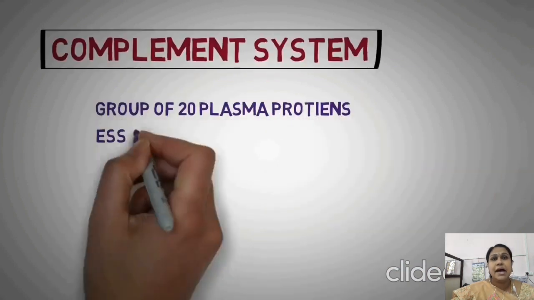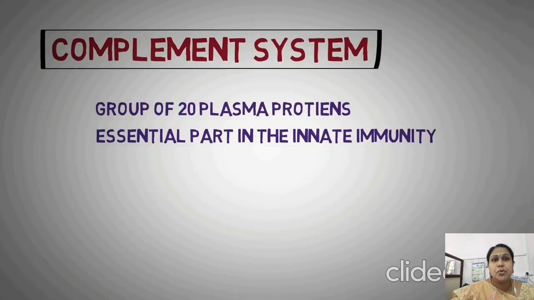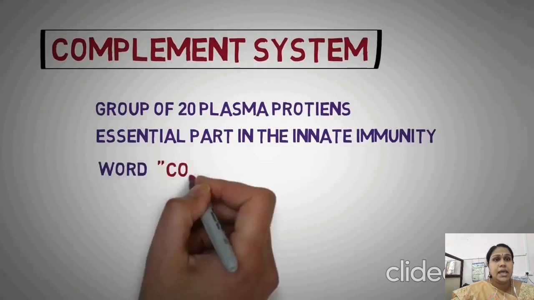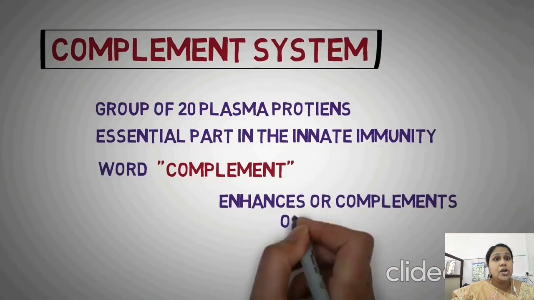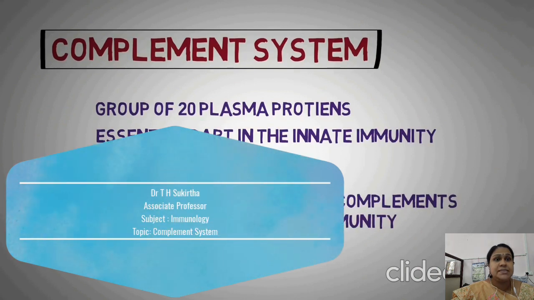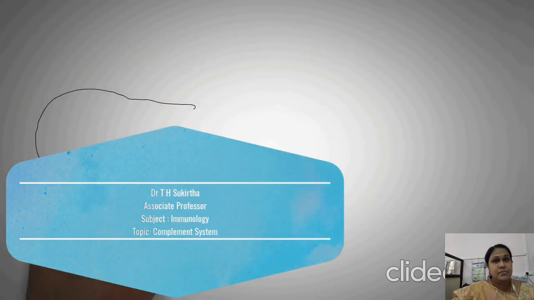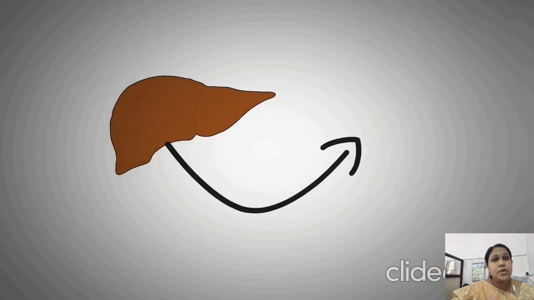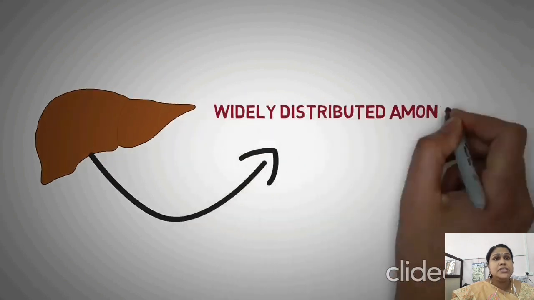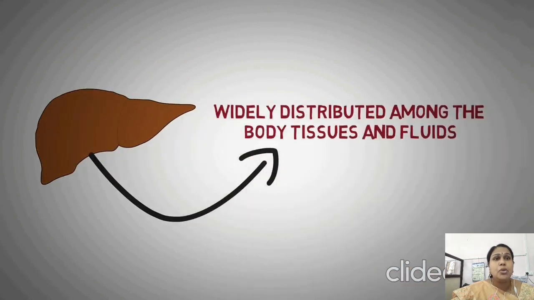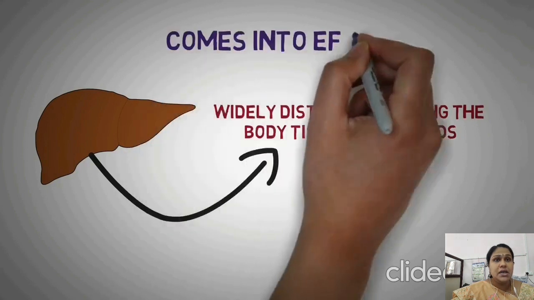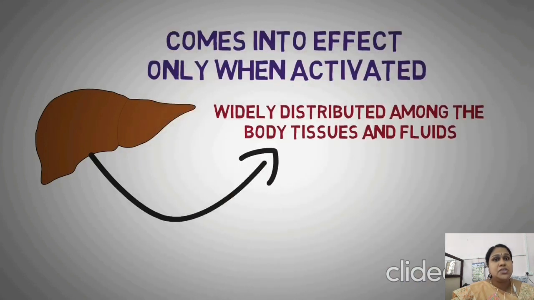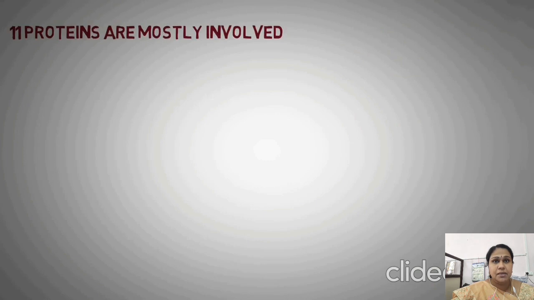The complement system has a group of 20 plasma proteins, which are an essential part of innate immunity. The word complement means it complements our immunity. The complement proteins are synthesized in the liver and widely distributed among the body tissues and fluids, and they come into effect only when activated.